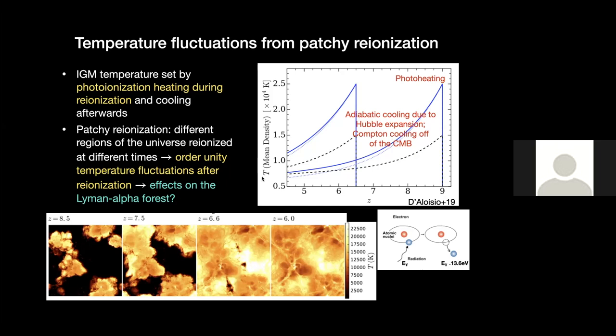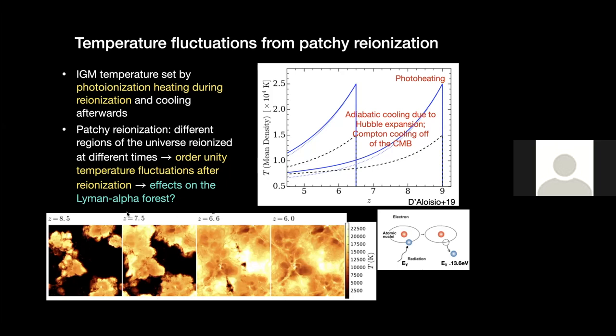Now let's imagine that different parts of the universe are ionized at different times. Then for each patch in the universe, we can have its own thermal history. So at the end of the whole reionization process, we might expect to see temperature fluctuations because of these different parts of the universe being ionized at different times. That's basically illustrated by the visualization at the bottom here.